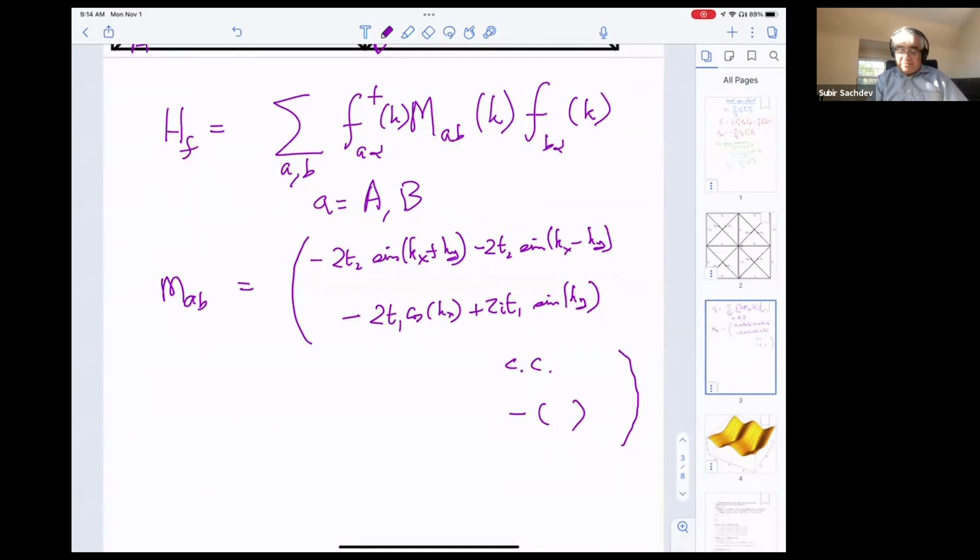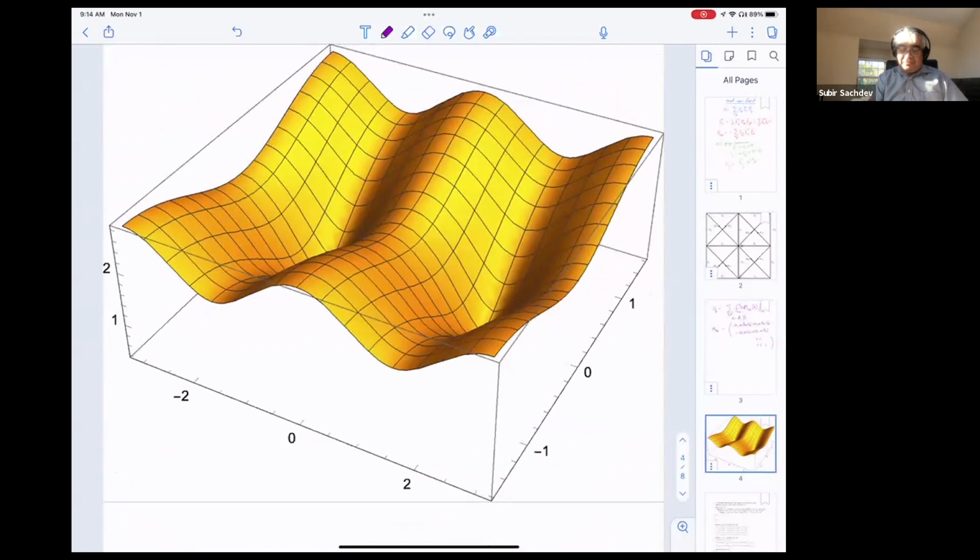And when you diagonalize it, you get two bands, and here's the band structure. Here's the upper band. Let's see, hopefully you're seeing what I'm seeing. Yeah, so here's the upper band. And then there's a lower band, which is just the mirror image of it. And the chemical potential is in between. So there's a gap at zero energy, and the chemical potential exactly at zero.